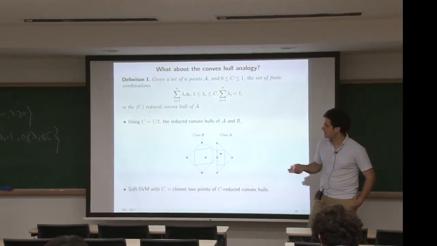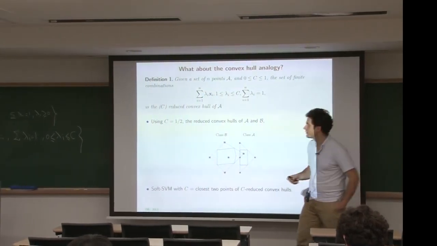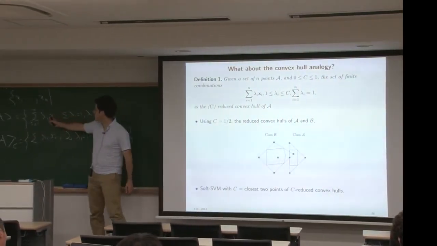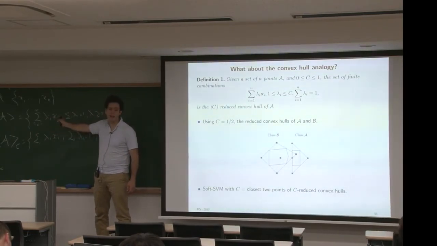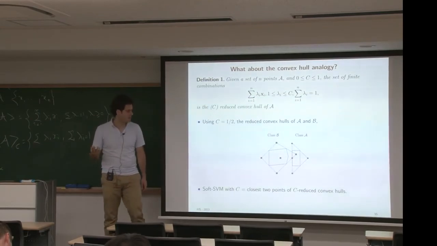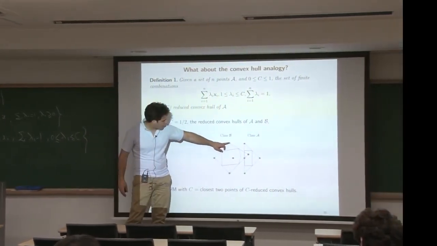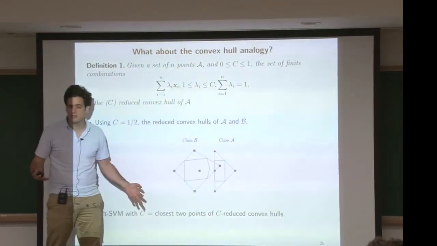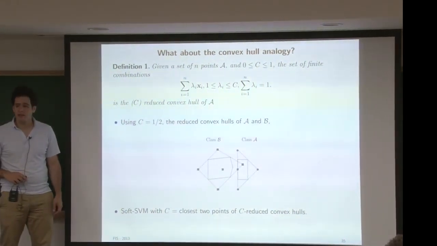So lambda i in the first convex hull here can be equal to 1, meaning, for instance, if I set lambda n equals 1 and all the others equal to 0, then I will recover xn. But now I cannot do this in the reduced convex hull. Why? Because I cannot put a weight of 1 on this point and 0 everywhere else. I can only put up to C.